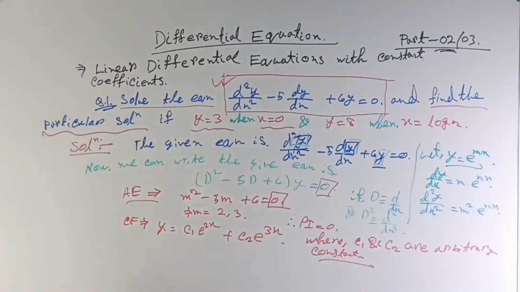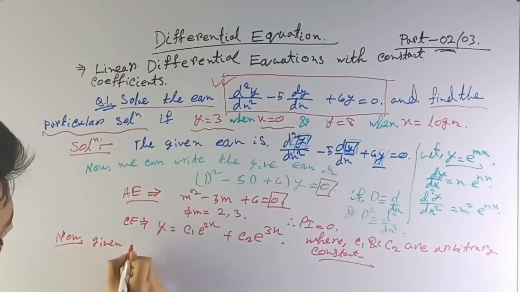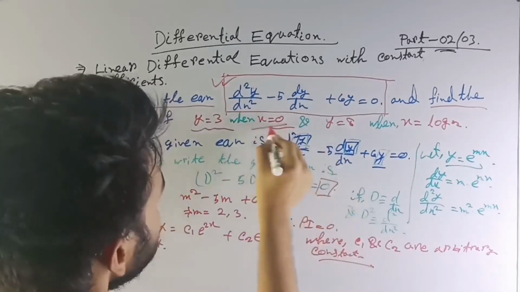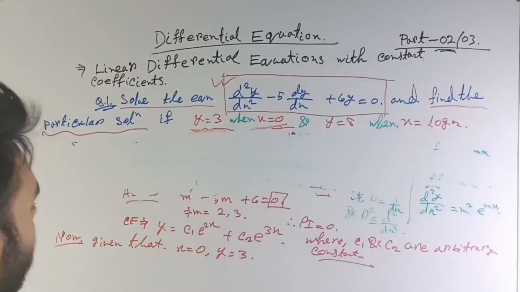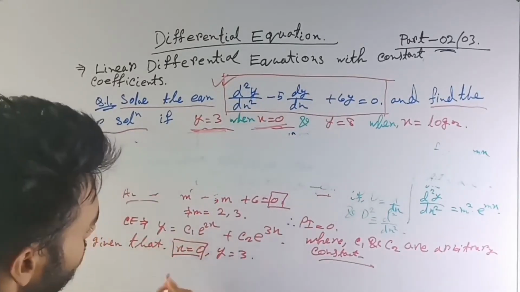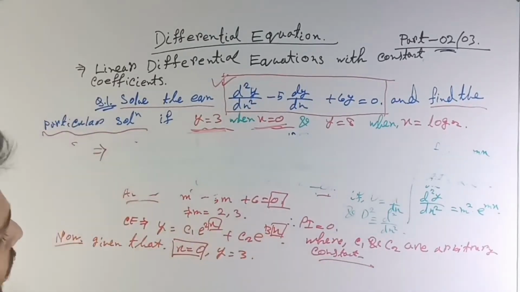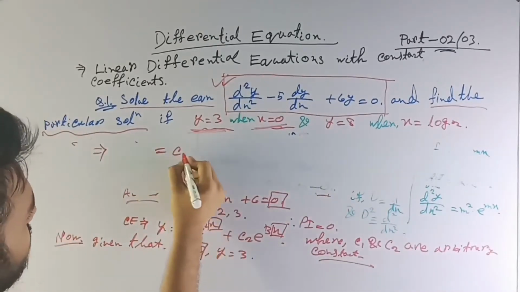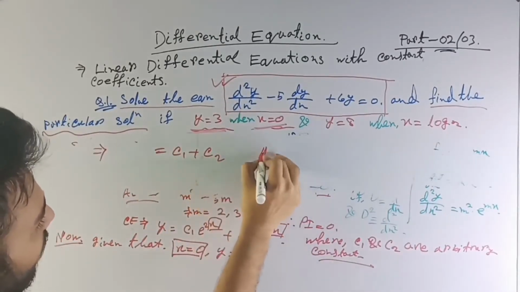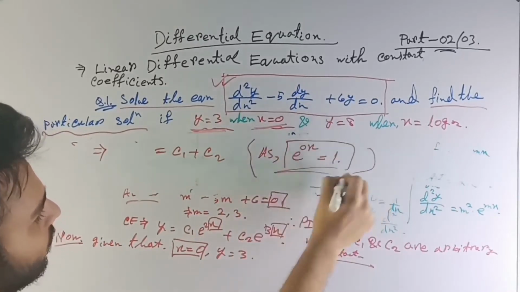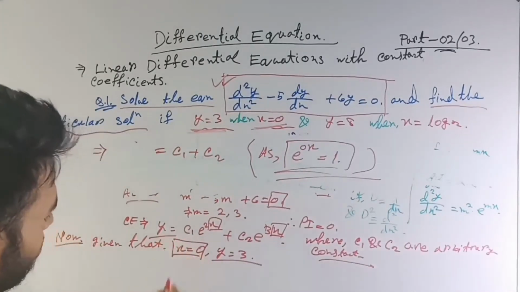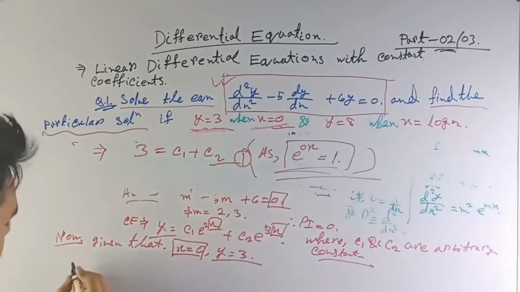So you can write c1 as a part of a and c2 as a part of b, and also you can write it. Now given that x equals to 0 when y equals to 3. So x equals to 0, so here e to the power 3x and e to the power 2x become e to the power 0, which is 1. So c1 plus c2 equals to 3.